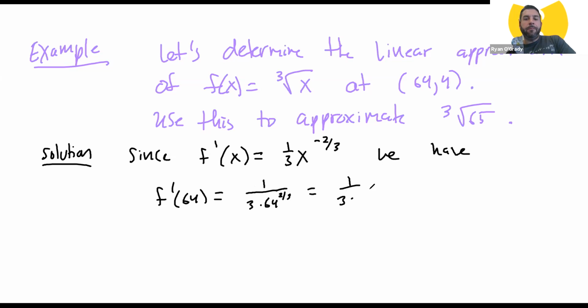which is 1/3 times... There are two ways I can evaluate 64 to the 2/3. I can think of it as 4 squared, or I can think of it as 64 squared, then take the cube root. One of those is a little easier than the other. So I'm going to take the cubed root of 64. That gives me 4. So this is 4 squared. And at the end of the day, this becomes 1 over 3 times 16, which happens to be 48.